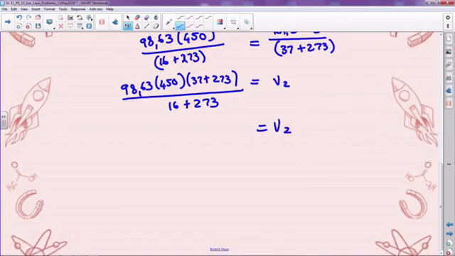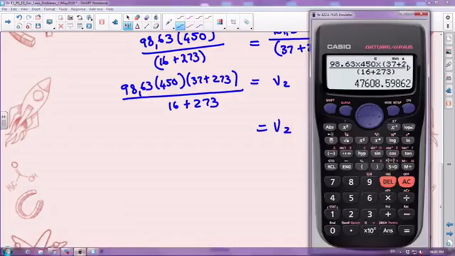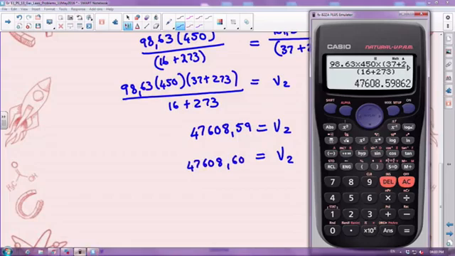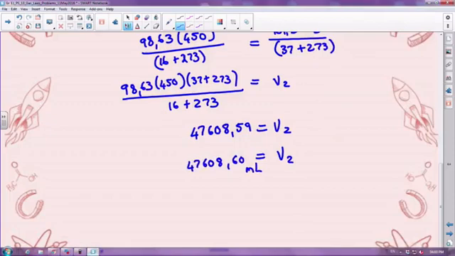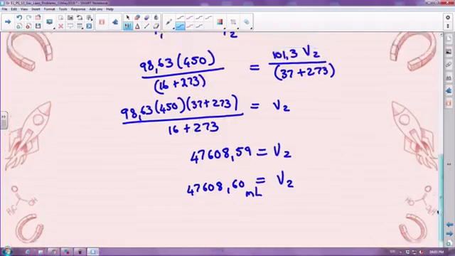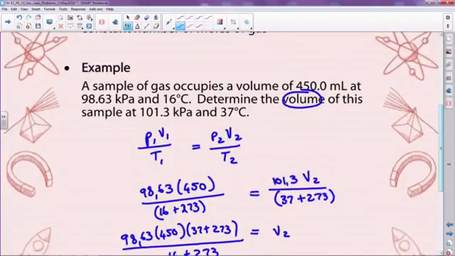So my V2 is going to be, let's just have a look again, 47608,598, which is going to be 60 milliliters. If I wanted to, I could change that to liters, so I'd divide by 1,000, so I'd get 47 liters. But because my original was in milliliters, I'm going to leave it as that.